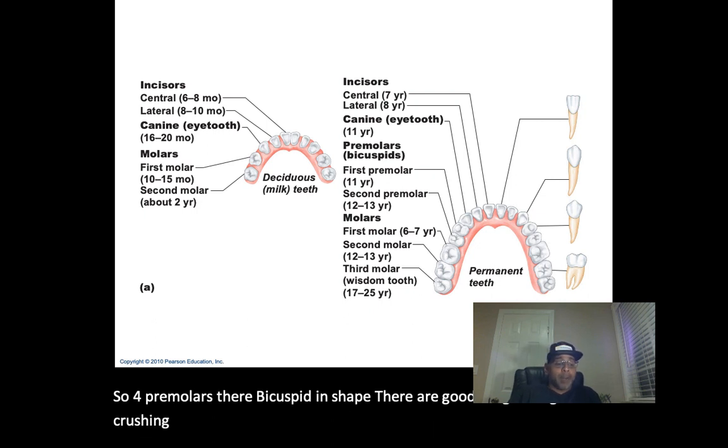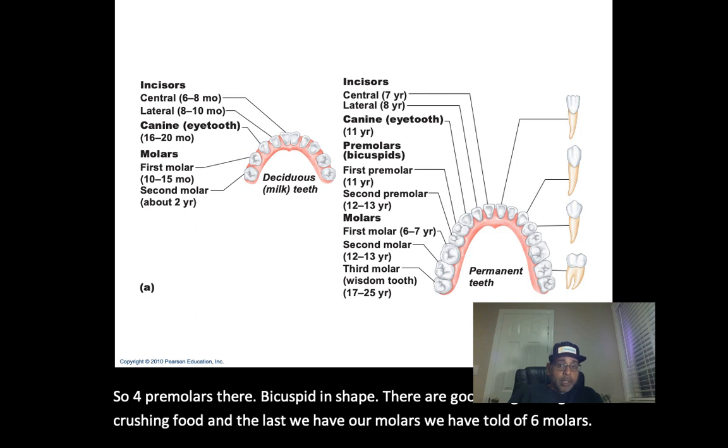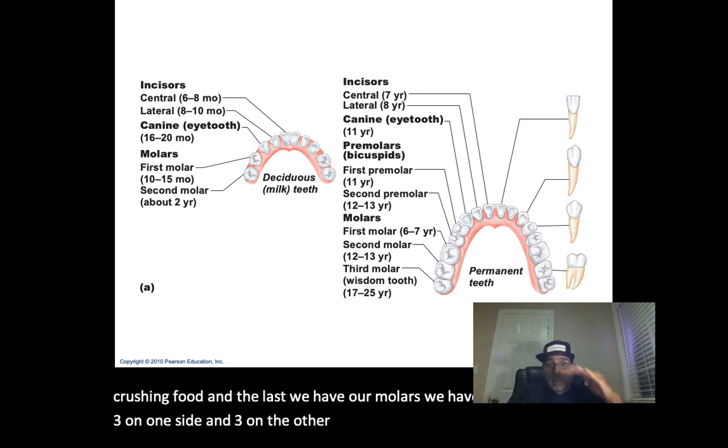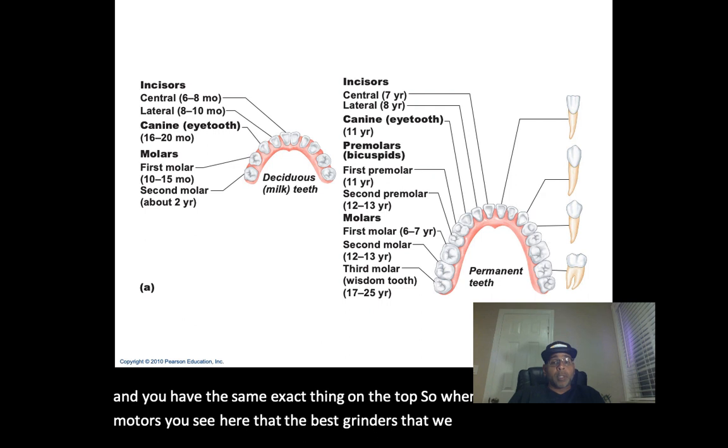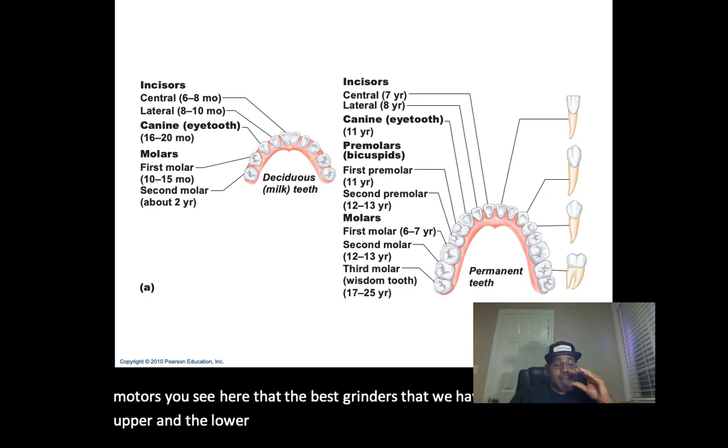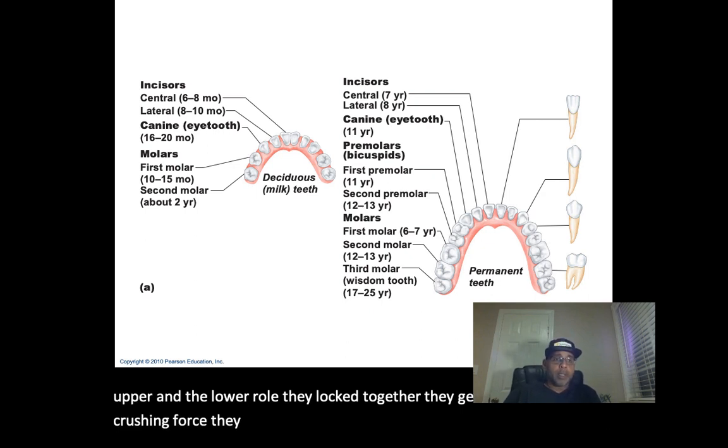And the last we have our molars. We have a total of 6 molars. 3 on one side and then 3 on the other. Obviously, I'm just talking lower row, and you have the same exact thing on the top. So when we talk molars, the 6 molars you see here are the best grinders that we have. Now when the upper and the lower row lock together, they generate a tremendous crushing force.